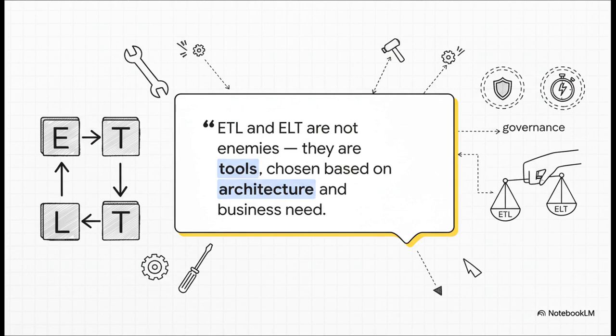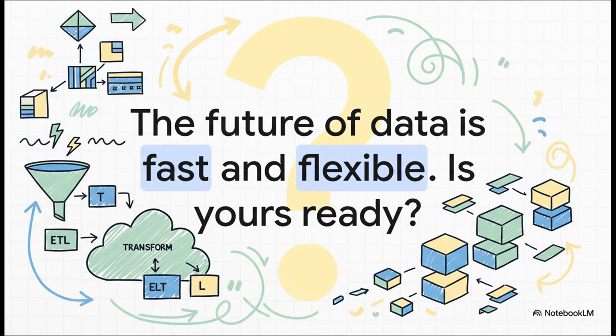And that really brings us to the most important takeaway here. This isn't a battle where one has to win and the other has to lose. They're not enemies, they're just different tools in an engineer's toolkit. The goal isn't to pick a side, it's to understand the problem you're trying to solve and then choose the approach that gives you the right balance of governance, speed, and scale. Ultimately, the trend is clear. Data processing is just getting faster, more flexible, and more scalable. So the real question this leaves us with is, does your data architecture reflect that reality? Is your blueprint ready for what's coming next?